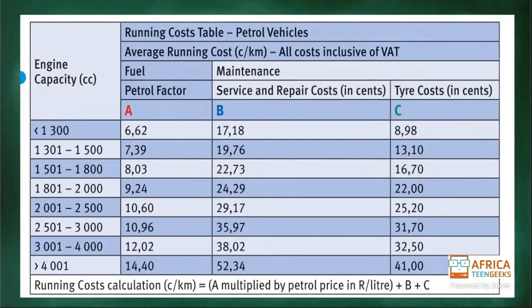It consists of an engine capacity, and you can see these are different capacities. So engines are not the same. As you proceed, the car with a bigger engine will obviously cost you more than the car with a smaller engine. In this case, we looked at the car with the capacity of 1,400 cc, and of course, the petrol factor will be 7.39.